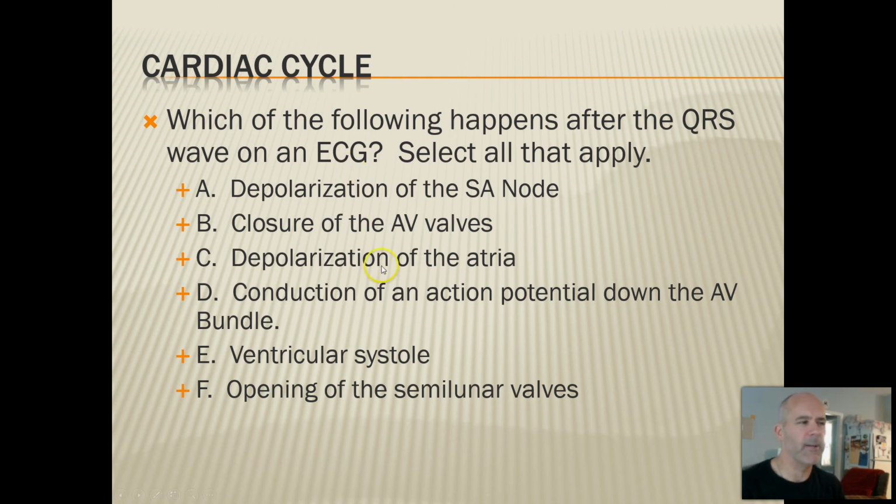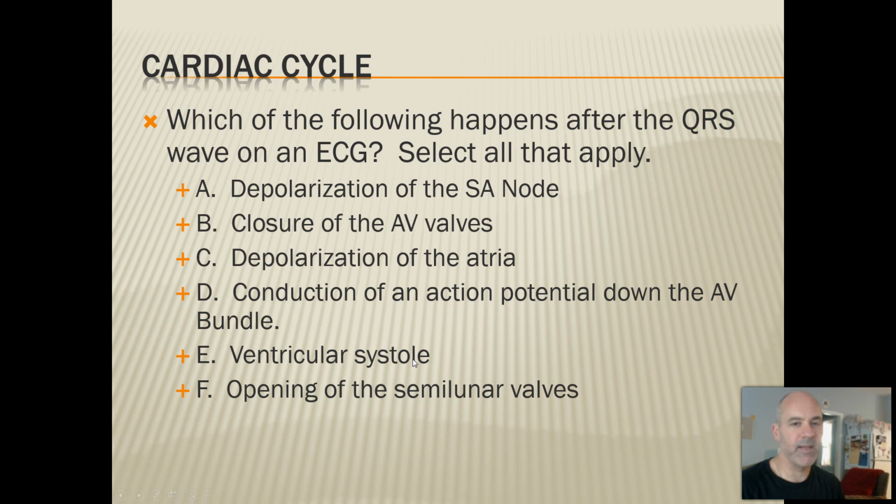All right, so conduction of an action potential down the AV bundle. Your QRS wave indicates depolarization of your right and your left ventricle. For your QRS wave to occur, that action potential has already been down the AV bundle. It's been down the bundle branches up into the Purkinje fibers, and then it has spread across the walls of the ventricles. So no, this would not happen after the QRS wave. This would happen before it.